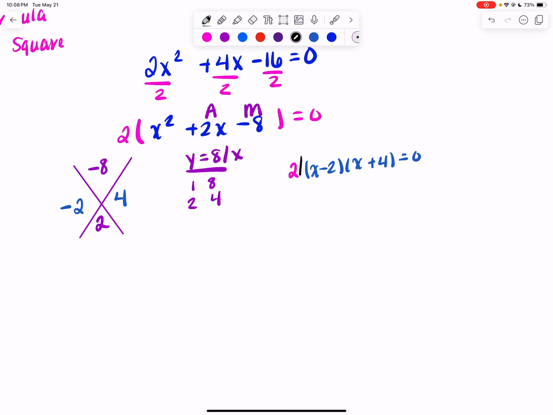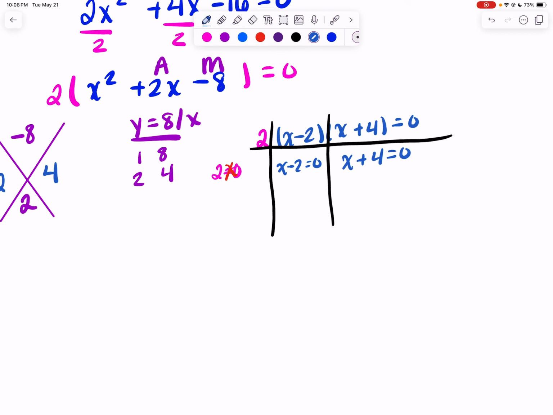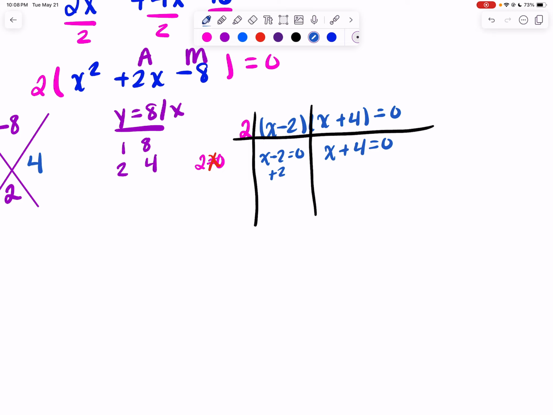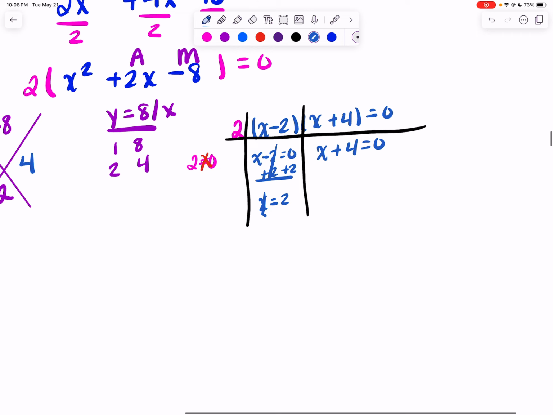Now we're going to T-chart it and set each of our factors equal to 0. I'm going to do 2 equal to 0, x minus 2 equal to 0, and then x plus 4 equal to 0. Now if you look at the first equation, 2 cannot be equal to 0, so that's not possible. That's a no solution. In the second equation, I'm going to add 2 to both sides of my equation. So I get x equals 2. And then the last one, I'm going to subtract 4, so I get x is equal to negative 4.